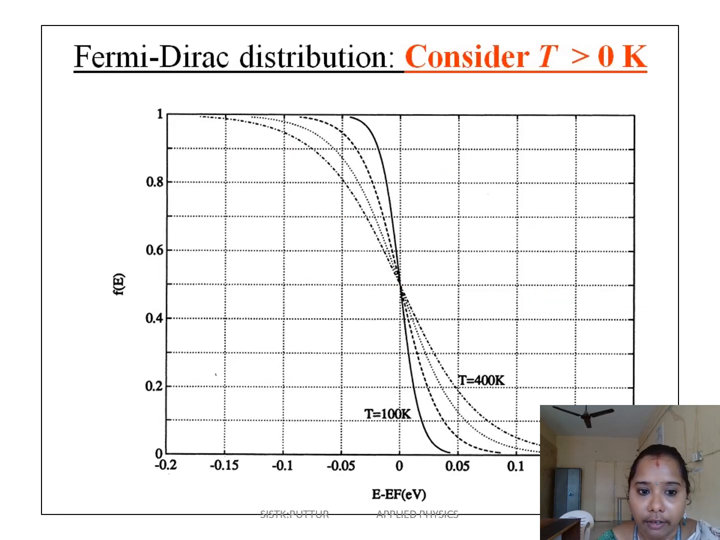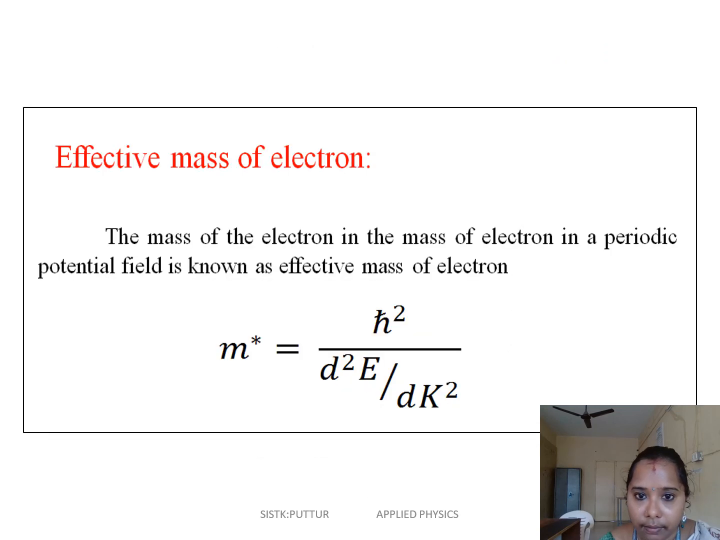This is the graphical representation of the Fermi-Dirac distribution function when the temperature is greater than 0 Kelvin. The graph shows the Fermi-Dirac function versus energy level, for T equal to 100 Kelvin and T equal to 400 Kelvin. Here f of E is on the y-axis, the Fermi-Dirac distribution function, and on the x-axis E minus EF in electron volts.